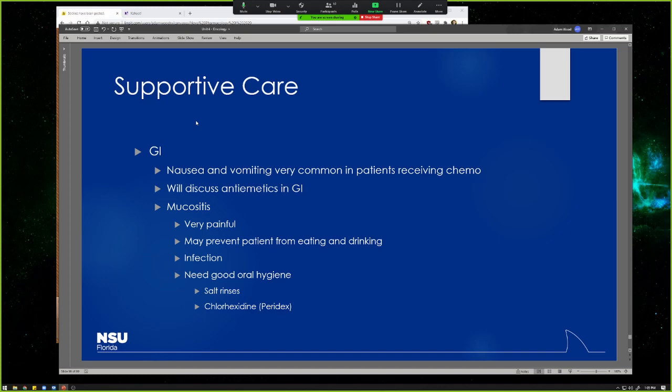Because I don't know if you know this, but people's mouths are generally pretty dirty. So keep that stuff clean so you don't get secondary infections there.